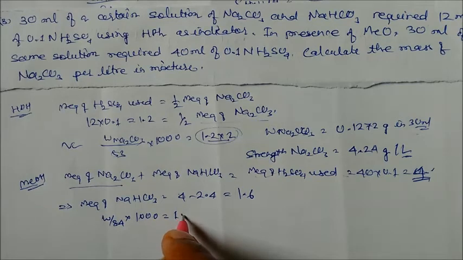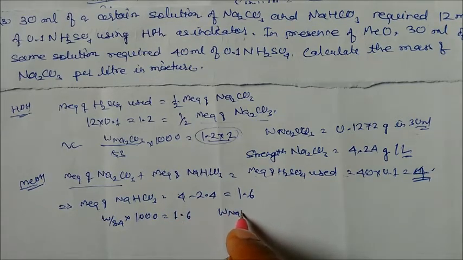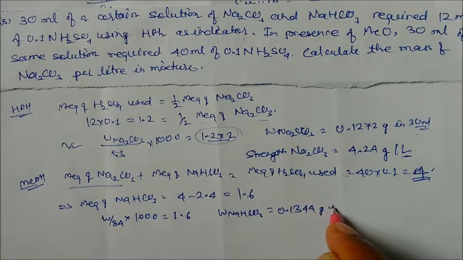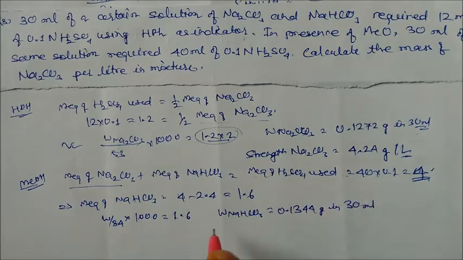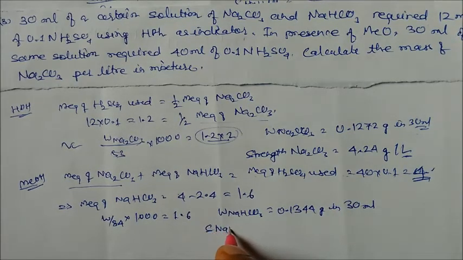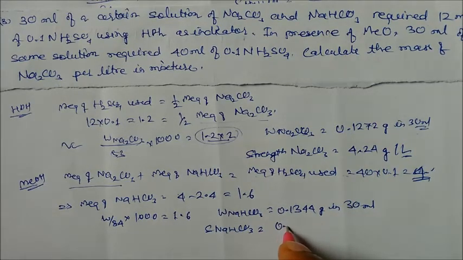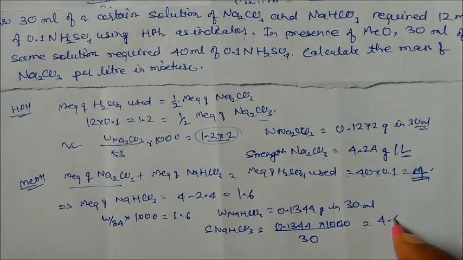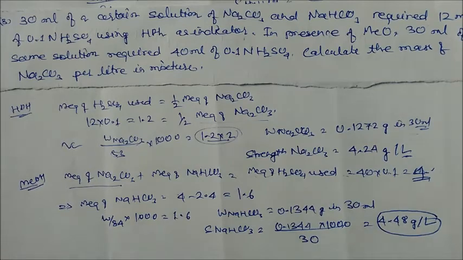So we can do the same thing, that is W by 84 multiplied by 1000 equal to 1.6. From here the weight of sodium bicarbonate you will get is 0.1344 gram in 30 ml. So the strength of sodium bicarbonate will be 0.1344 into 1000 divided by 30. So we will get here 4.48 gram per liter. So this is the strength of sodium bicarbonate in the solution.